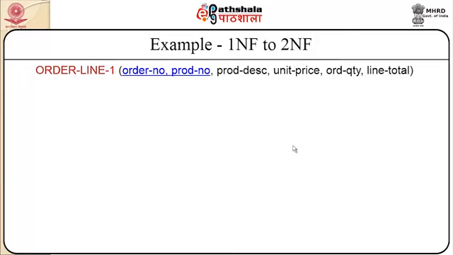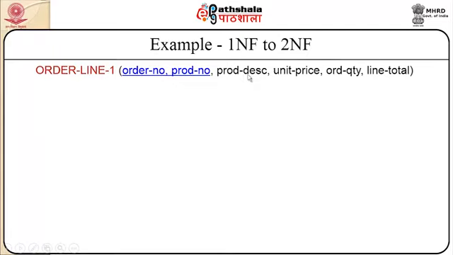Order 1 table is the first normalized table from the actual relation, and order line 1 is the repeating table from the actual table. We do not find any partial functional dependencies in the order 1 table, but we find some partially functionally dependent attributes in the order line 1 table. So, we are considering the order line 1 table.